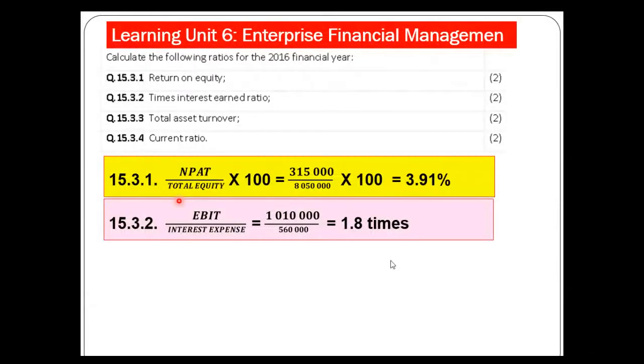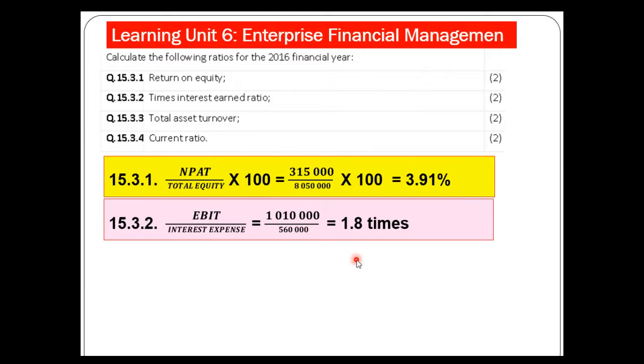Can you see now? The EBIT divided by interest expense. So you just have to go and check any profit that is before interest and you divide by 560, and you get 1.8 times. Meaning we cover the interest and at least we've got something left. So the more times we have, the better the position of the business. If I have got 9 times, it means we cover the interest 9 times.